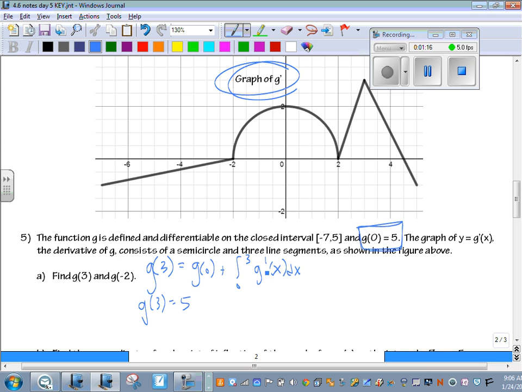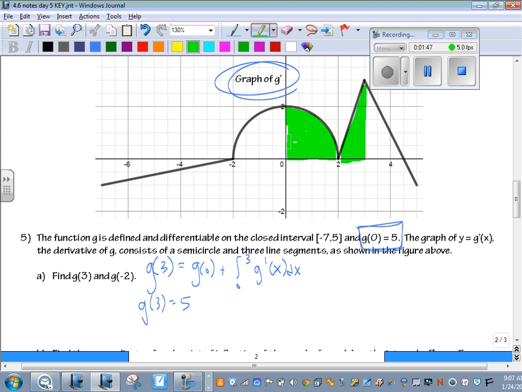Now, in the earlier problems, we had an equation. We could plug it in our calculator and figure out this definite integral. Now we're dealing with a graph instead of an equation. So how do we figure out the definite integral from 0 to 3 of the derivative of g of x? You find the area under the graph from 0 to 3, right? So we're going to find the area under the graph from 0 to 3.